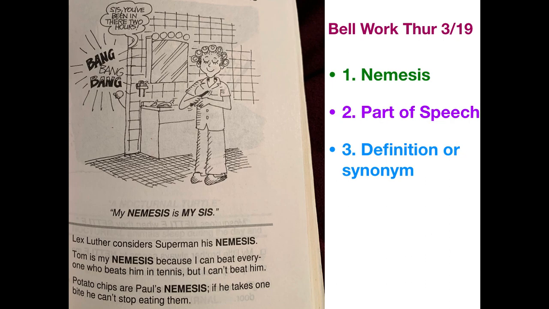Tom is my enemy or my greatest opponent. He's my opponent because I can beat everyone who beats him in tennis, but I can't beat him. My opponent, my enemy is my sis. And that is actually what a nemesis is. Okay. All right, my friends. Drum roll, please.